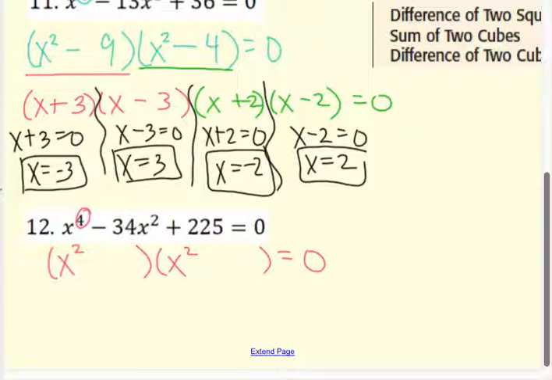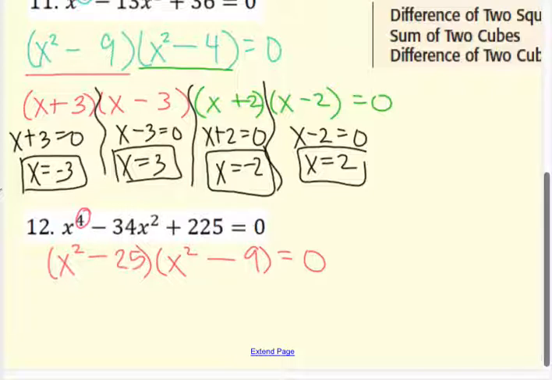One thing that I noticed is that 225, I could break it down into quarters, 25 cents. So I would say, well, how many times 25 times what gives me 225? 25 times 9. And could I get to negative 34 with that? Well, if they're both negative, I can.